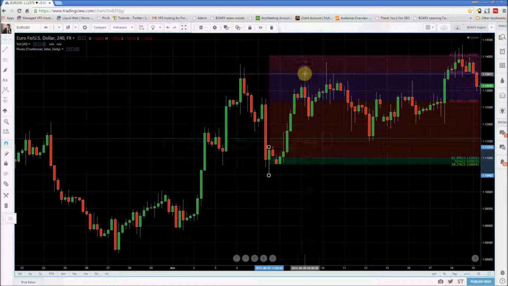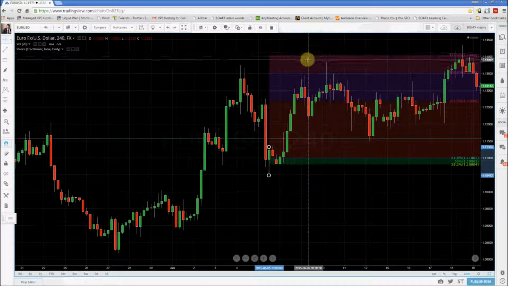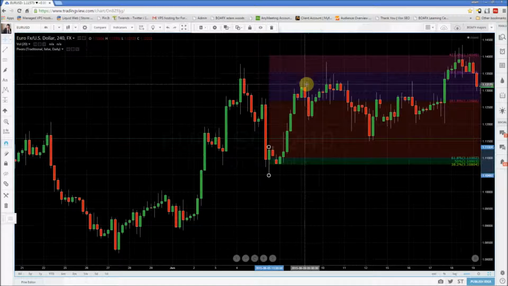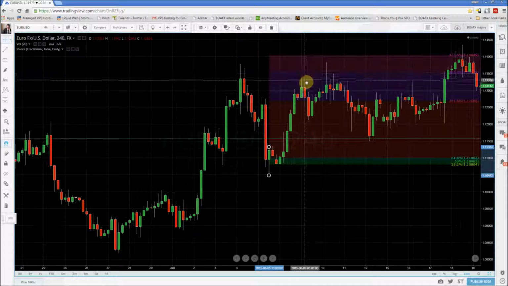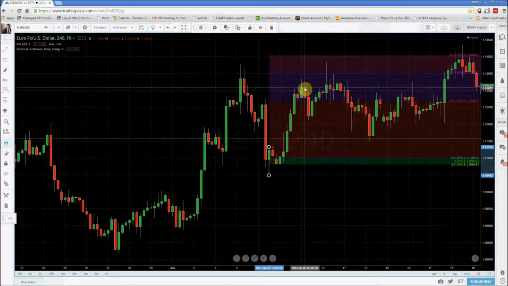The answer is no. We should take it once we get to 90%. If we've got signs of it not reaching that full 100% target, then we should take it at 90%. Even in this case, it does continue up. I would still have been happy taking this on the rejection at 90% of the target.